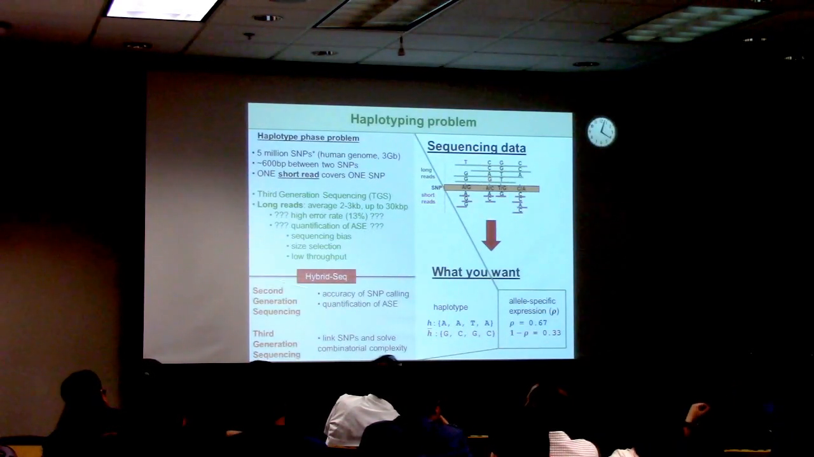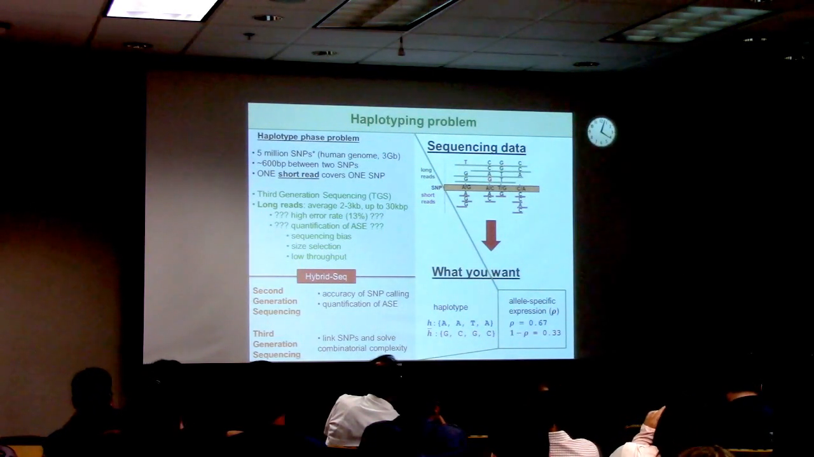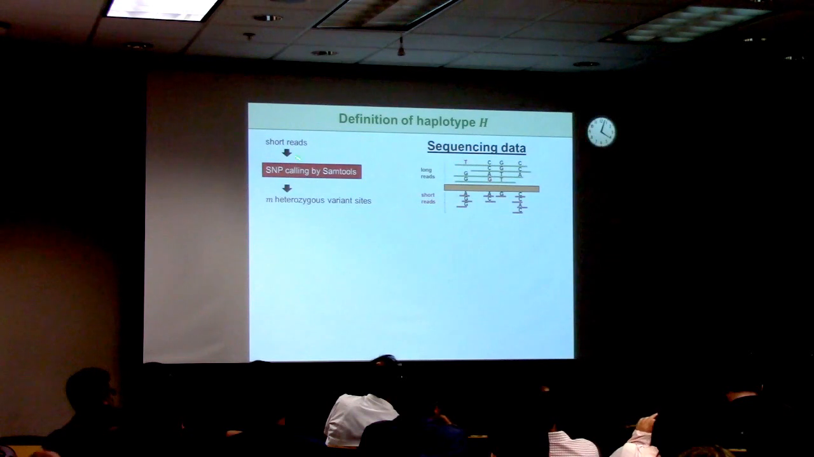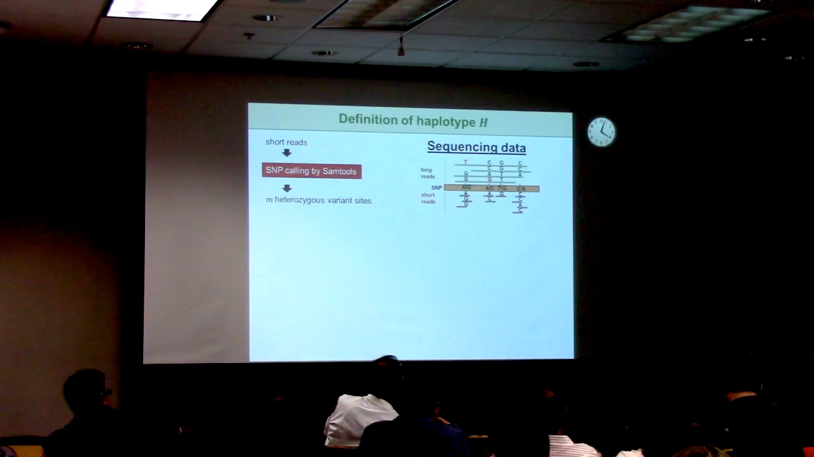So again, hybrid sequencing: we use both long reads and short reads together. And how can we integrate the hybrid sequencing? At first, we call the target SNP positions. You use short reads, and then you can determine, here's a SNP, here's a SNP, here's a SNP, and here's a SNP. You have 4 SNPs in your gene.